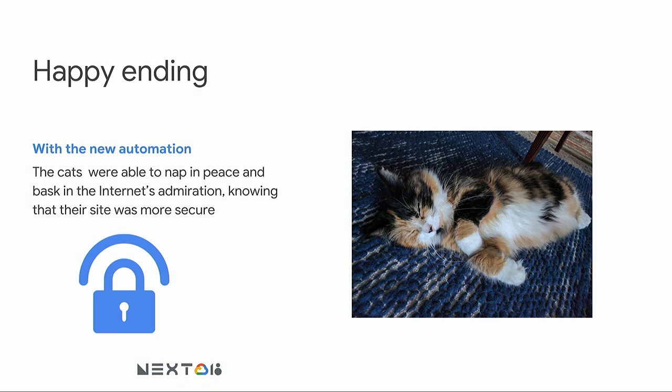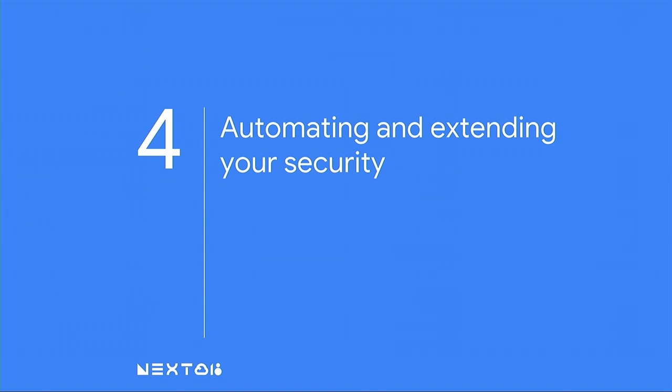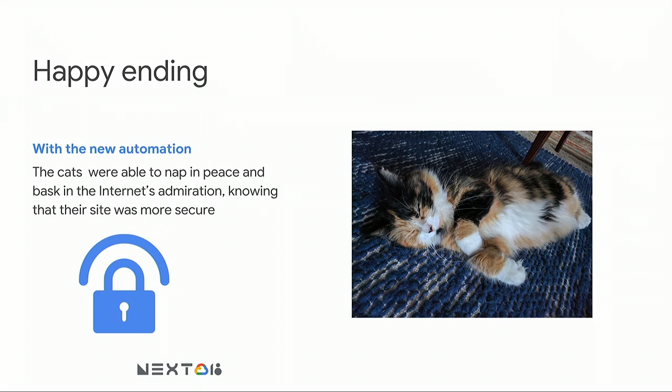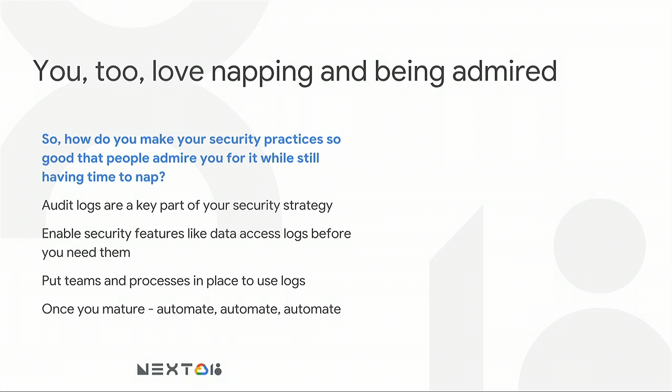Oh, well. So you might want to automate something like checking to see if new users are part of your org and removing their ability to do anything if they're not. You might want to automate adding firewall rules to new VMs. This is a super powerful tool that you have available. So now that the cats have automated their security, they're able to nap, they're able to be admired, and they know their site's secure. So it's a really happy ending, which I don't know how many of you work in security, but these are really rare in the security space. So everything is great. And now Joe's going to tell you a little more.